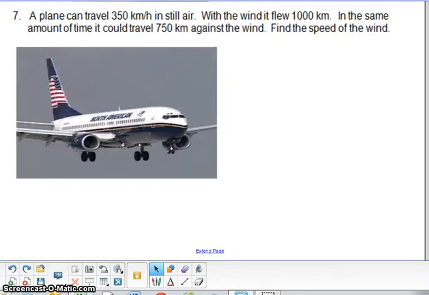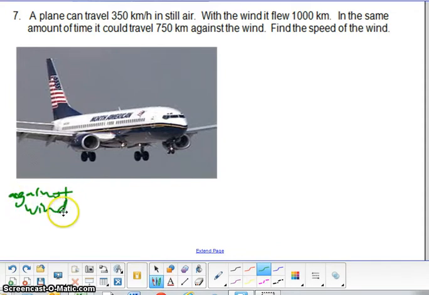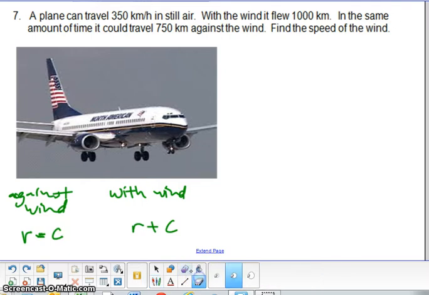This is very similar because when the plane is in the air, when it is going against the wind, it's going to be slower. So the rate of the plane is going to be minus the rate of the wind. But if the wind is behind the airplane pushing it along, it's going to be plus. I'm going to go ahead and fix this so it looks better. Minus, and then with the wind is going to be plus. So keep that in mind for the following example.